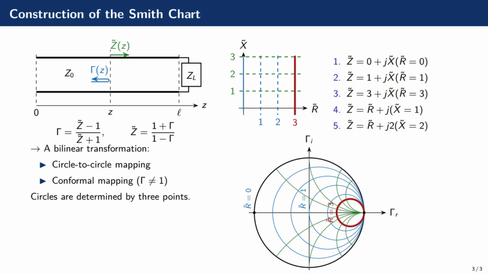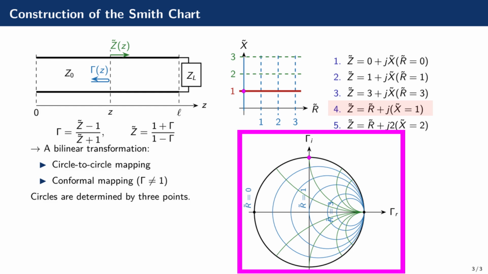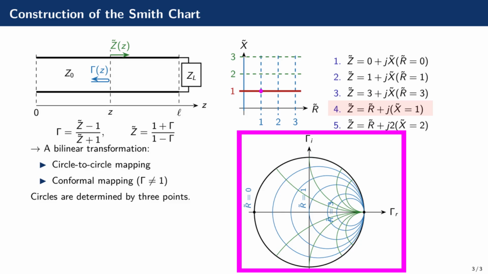Now consider constant reactance lines. For X tilde equals 1, we use points that have already appeared. The point R tilde equals 0, X tilde equals 1, maps to gamma equals j. The point R tilde equals 1, X tilde equals 1, maps to 1/5 plus j 2/5. The point at infinity maps to gamma equals 1. These 3 points determine the constant reactance circle for X tilde equals 1.